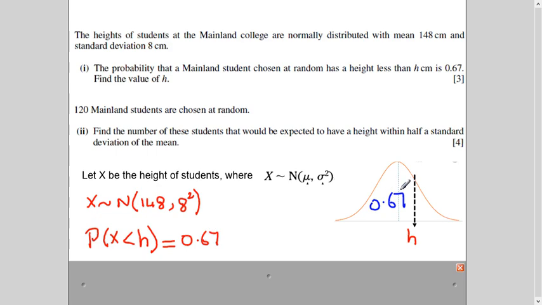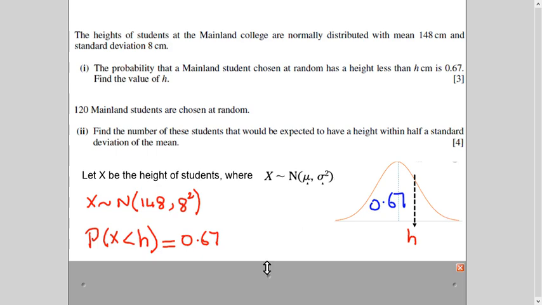Visually, it means, because you know the normal distribution has a bell-shaped graph, it is a symmetrical graph. So if 67% is the probability, then what is the height here? This is the question, right? What is the height here?